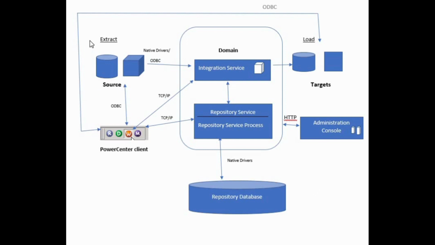In this diagram you can see the arrow lines. It means it is connected with some connections, like some are connected with the ODBC or native driver connection, and some are connected with the TCP/IP connection, and the administration console is connected with the HTTP connection. So everything is listed over here. So here these four icons are RDWM. These are Informatica PowerCenter client tools. R means Repository Manager, D for Designer, W for Workflow Manager, and M for Workflow Monitor.